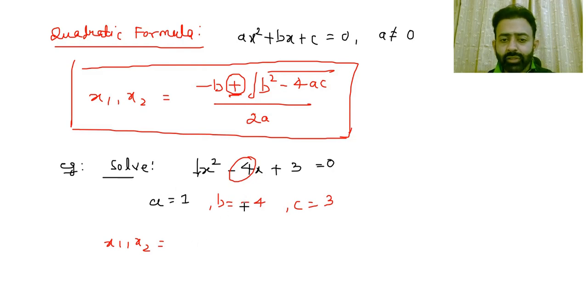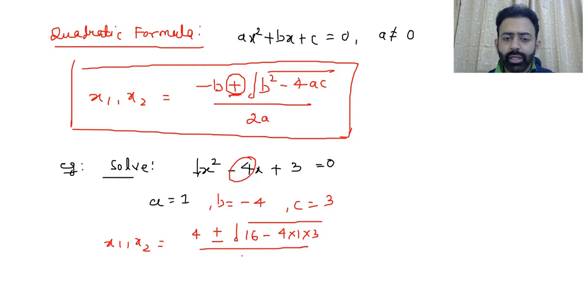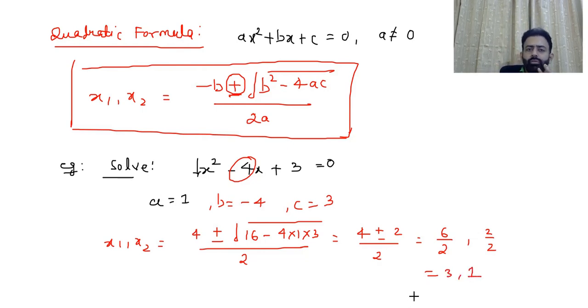So minus b is minus of minus 4, which is 4, plus minus square root of b square. So minus 4 square is 16, minus 4 into a which is 1 and c which is 3, divided by 2a, meaning 2 into 1. So this is 4 plus minus square root of 16 minus 12 which is 4, square root of 4 is 2, divided by 2. So one root will be 6 by 2 and the second root will be 2 by 2, which is 3 comma 1. This is called the quadratic formula, which is used to solve a quadratic equation.